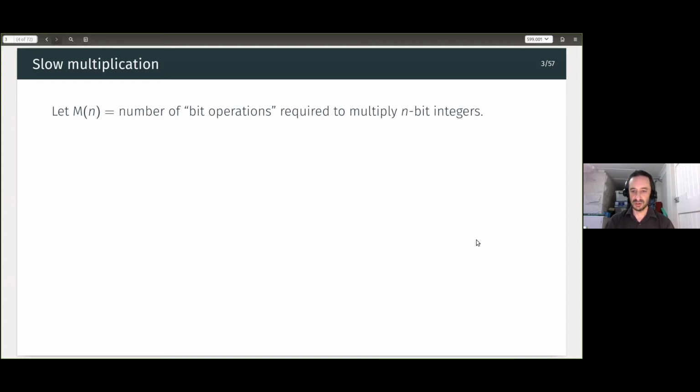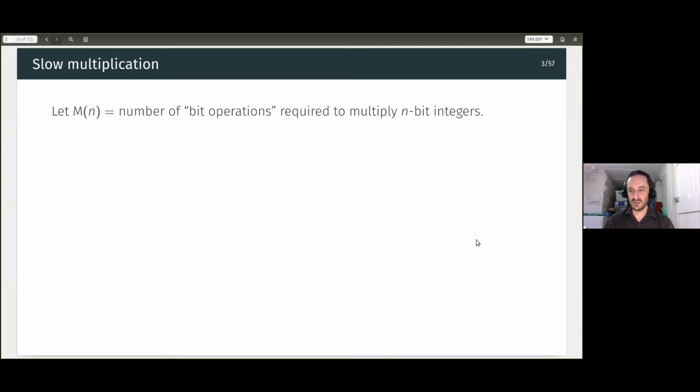So the starting point is multiplication. So I'm looking at the problem of multiplying integers with n bits. If you like, you could do n digits in base 10. It doesn't really matter. I'm going to stick to binary. And I'm going to write M(n) for the cost of multiplying n-bit integers.